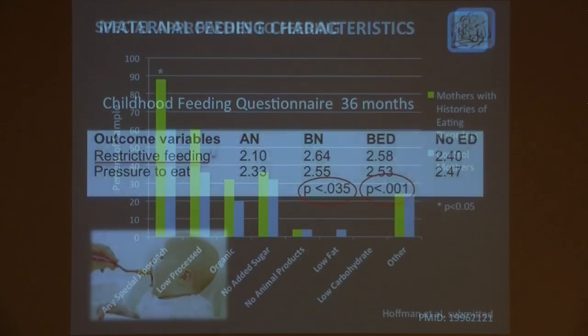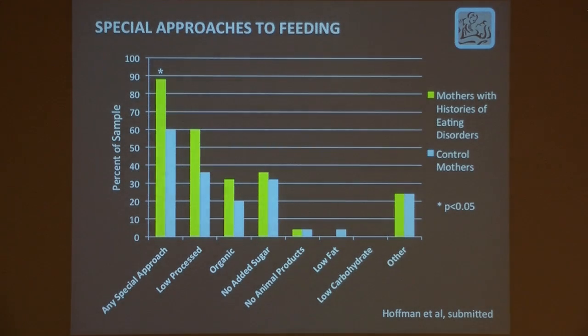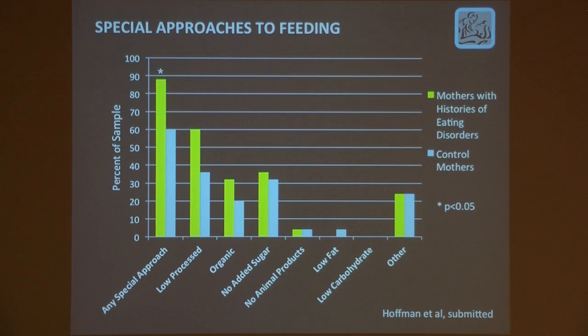What we did see in another study in women with histories of anorexia was moms taking special approaches to feeding their children. So this was more organic foods, less processed foods, only foods that they made in the home, no foods that came in jars. So there's clearly a lot of attention being paid to what they're feeding their children. And again, untangling that from ongoing eating disorder symptoms is a challenge.